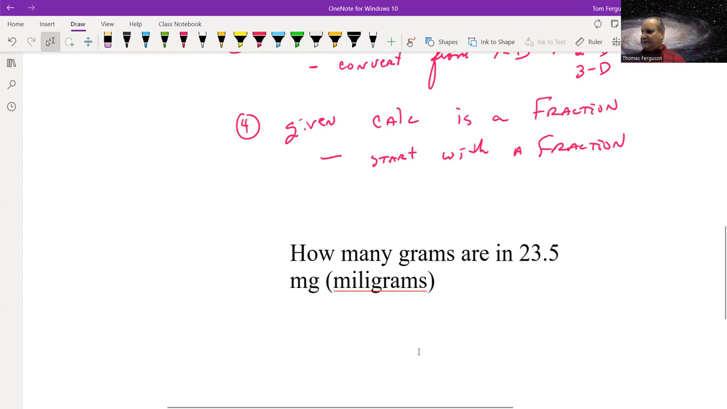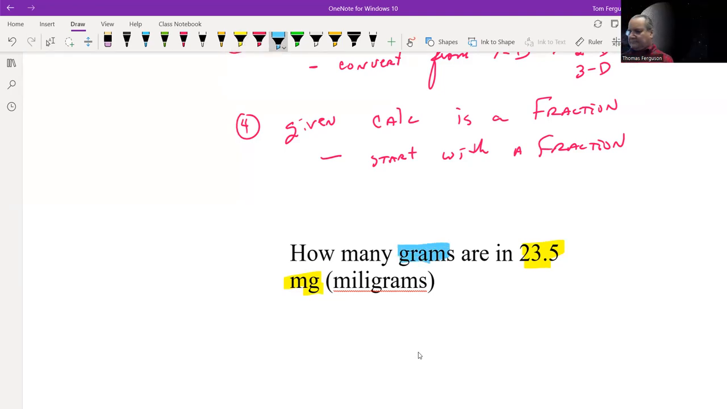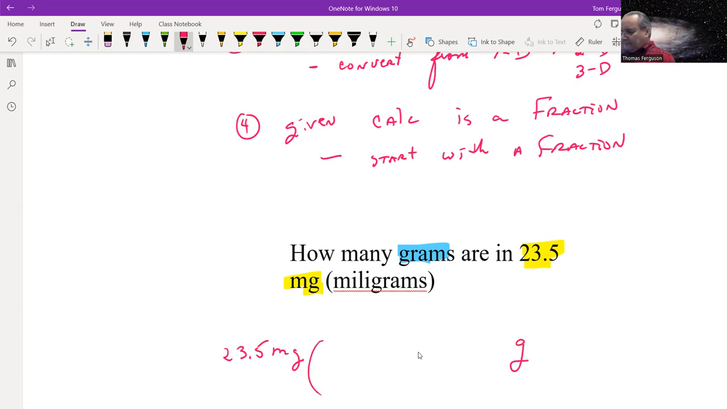All right, so what's given here? Well, let's see here. That's given, and we're trying to calculate grams. So given goes on the left, grams goes on the right. And we use one of our conversion factors to go from milligrams to grams.